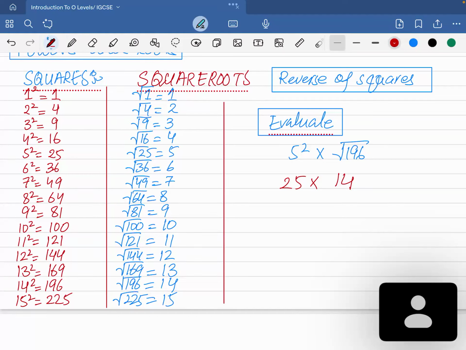I can easily split this 14 into 10 plus 4. Can I? Yes, sir. 25 times 10 is 250 and 25 times 4 is 100. Agree or not? Yes, sir. So it means that my answer would be 350. Am I right or wrong? Yes, sir.